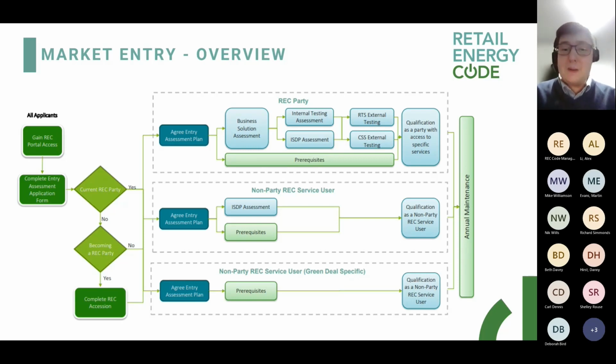But again, the specific requirements for that will be outlined in your entry assessment plan when we send that over. So yeah, since that was a bit of a high level overview and you're probably sat thinking what's going on, we should probably go into the different application steps in a little bit more detail. So we could do it chronologically for the REC Party requirements and start with, I don't know, the business solutions assessment.